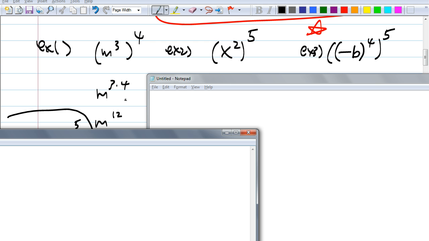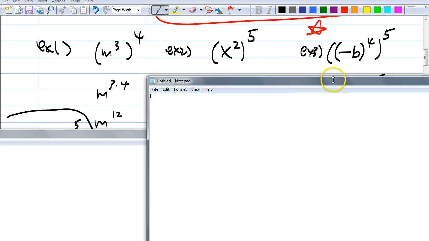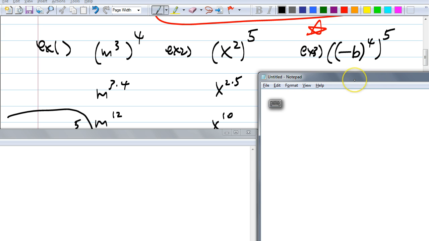Okay, what about example 2? What do we do for that one? How about Viviana? X to the 2 times 5, which is x to the 10th. That's right. Any question there? Okay, what about example 3? How about Melissa? Okay, how many people got negative b to the 20th? Okay, is that fully simplified though?